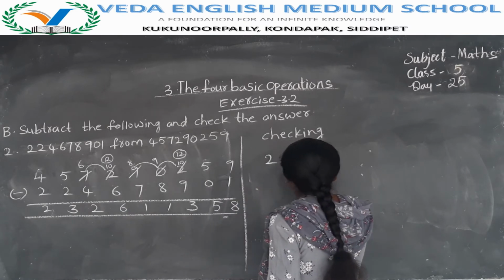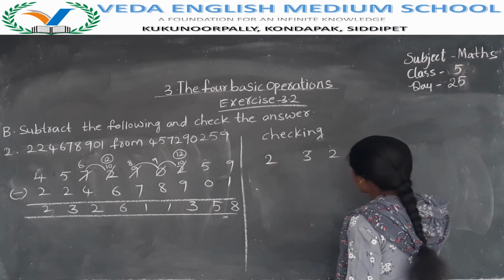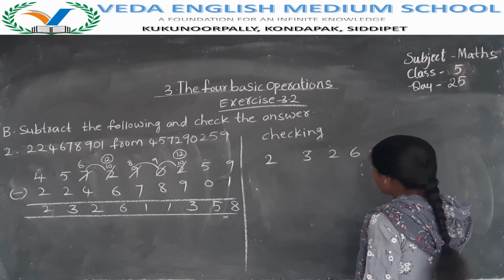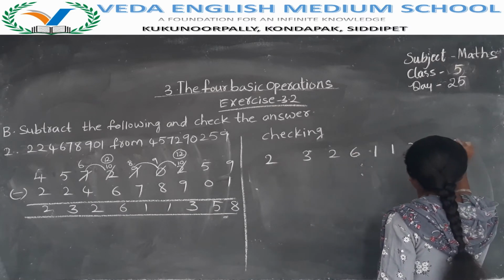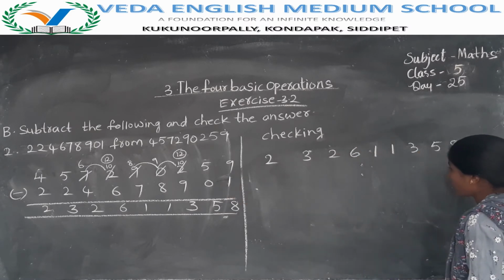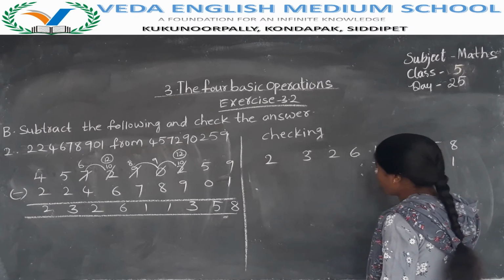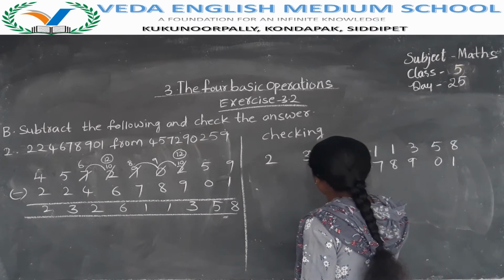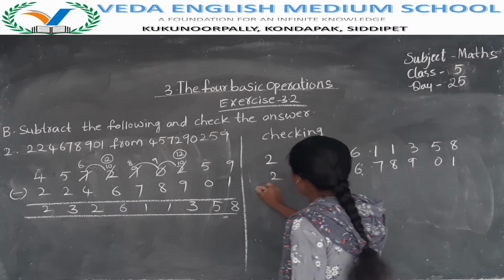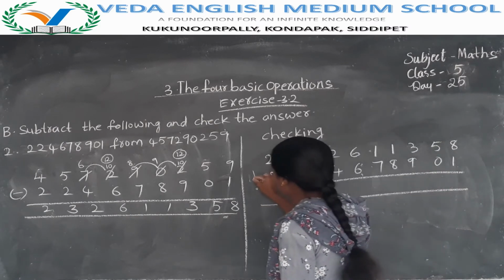2, 3, 2, 6, 1, 1, 3, 5, 8. Afterwards you have to subtract from right side to left side. 1, 0, 9, 8, 7, 6, 4, 2, 2. For these two numbers, what do you have to do? You have to do addition.